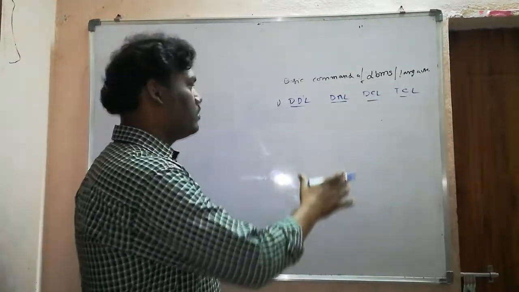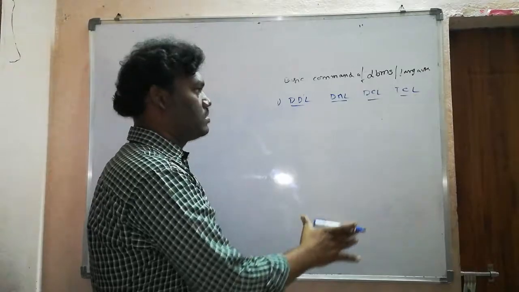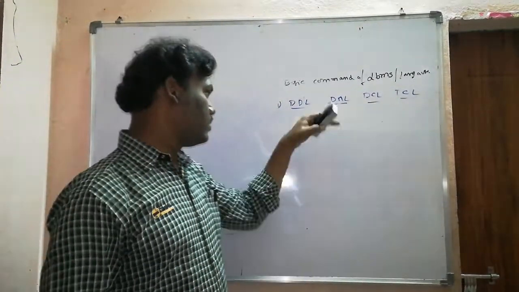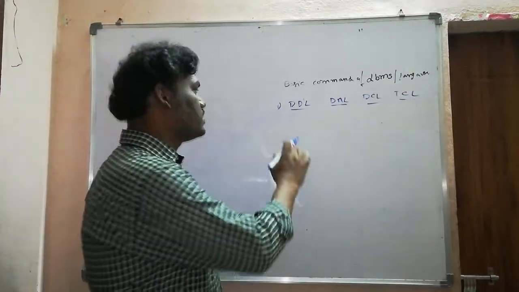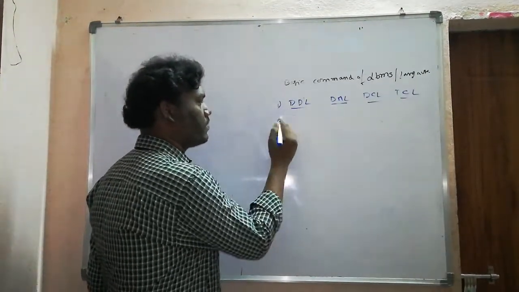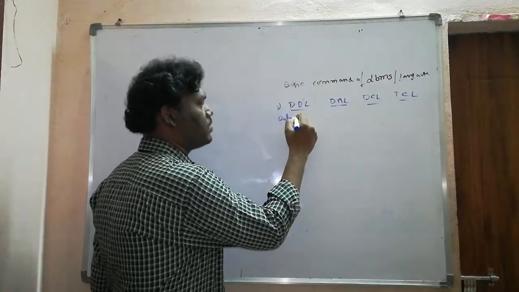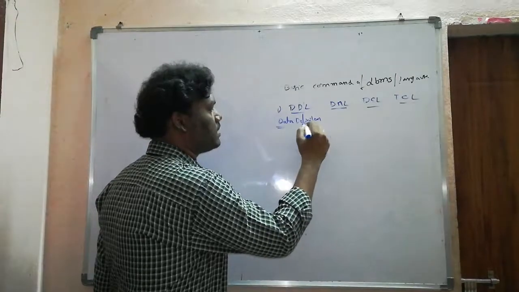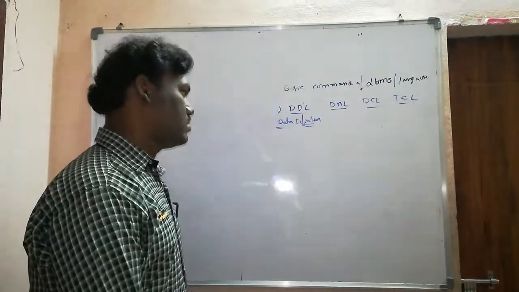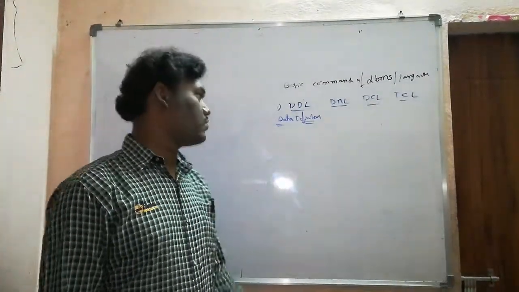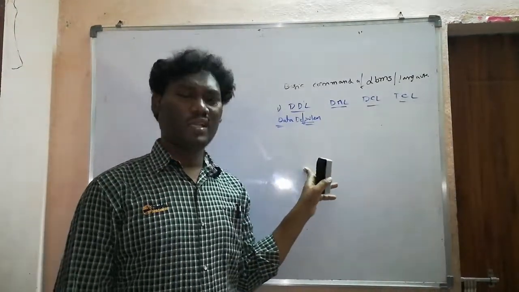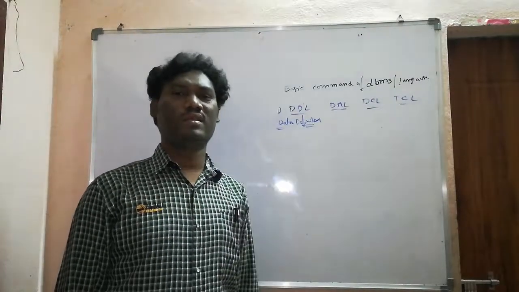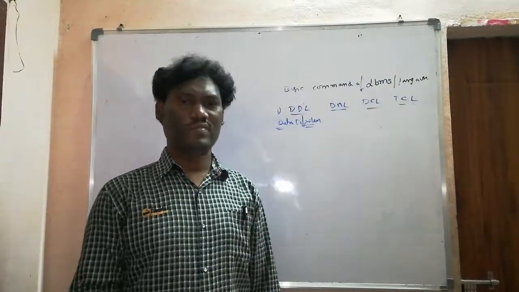Before going to these commands, we first try to identify which type of commands belong to these languages. I think the name is implicit. The first one is the data definition language. We can easily remember these commands, but some students get confused. If you ask someone what the DDL commands are, they may explain DML. If you ask about DML, they explain DCL. So we try to avoid this confusion with small techniques.